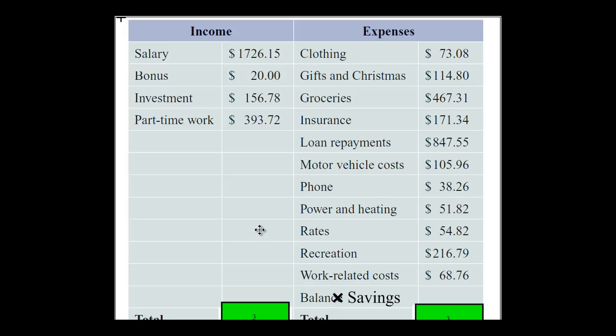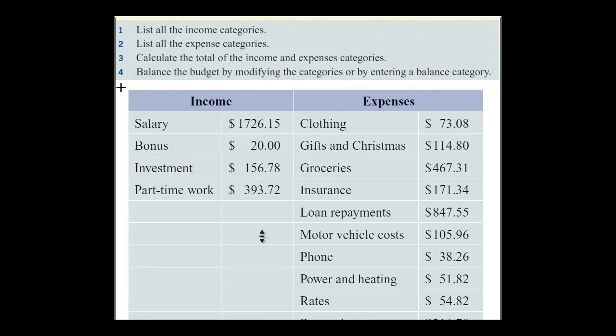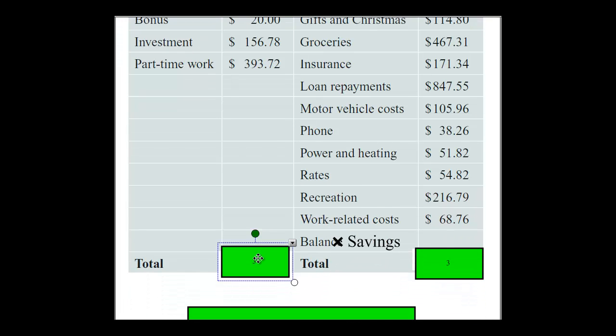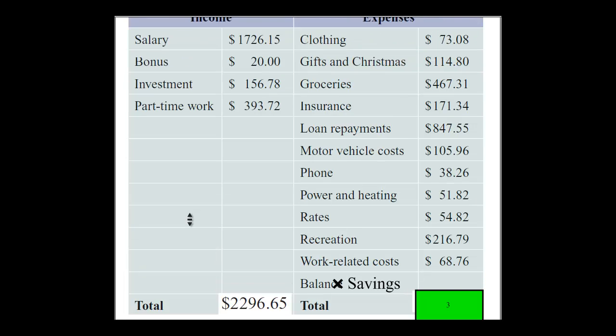Okay, having a look at step 3, we need to total up the income and expenses categories. So we've got the totals here. He totals $2,296.65 as income coming in, and his expenses are $2,210.49. So we can see that it doesn't balance, but we can also see that it's alright, like he's earning more money than he's spending in any given week. So we're happy with that, and he's got a pretty good budget.